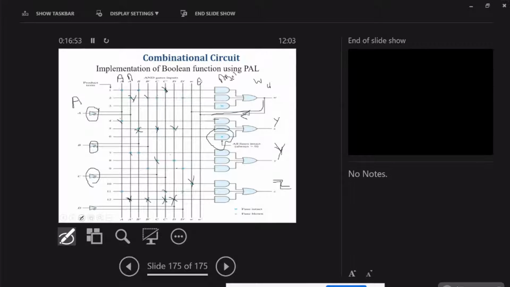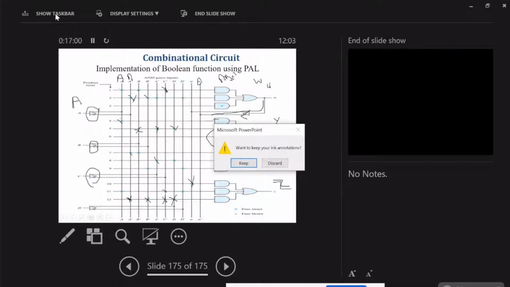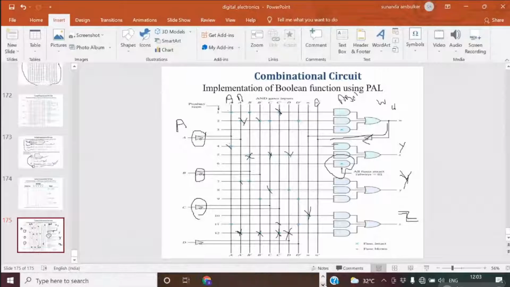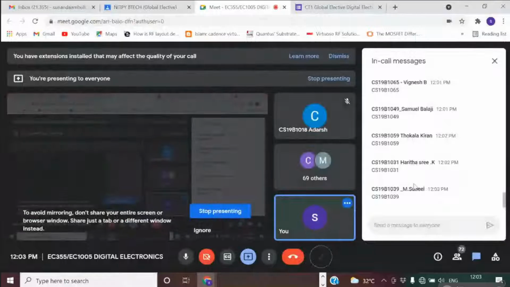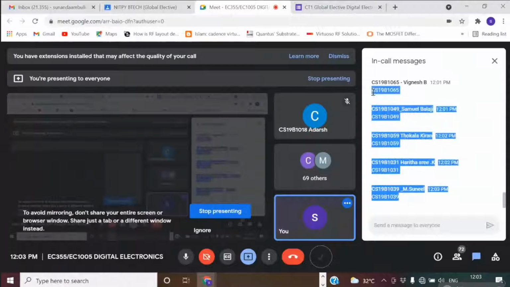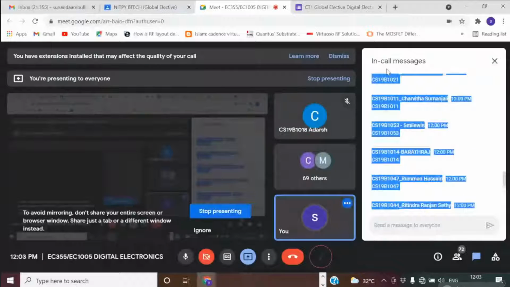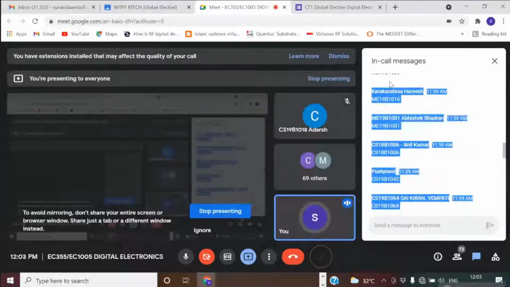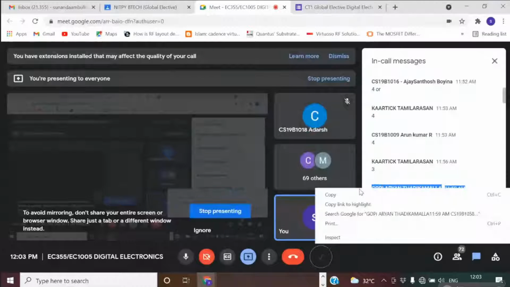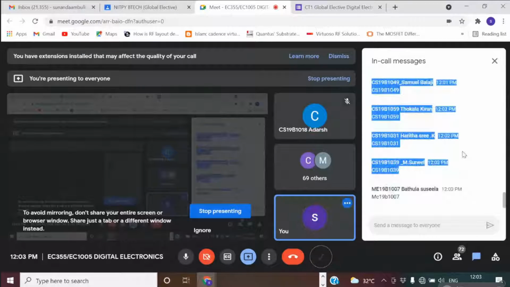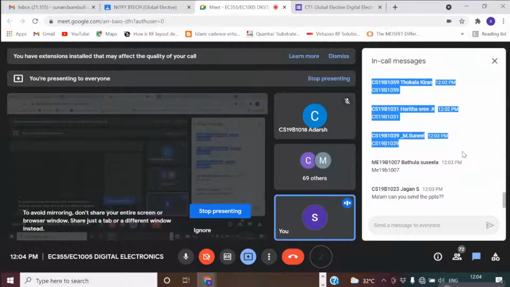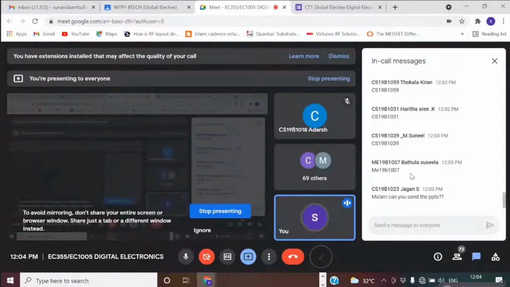So whatever is cross mark, those are the fuses intact, and whatever is not there, those are the blown away. Those are the breaks. We have already broken those connections. Okay. Any doubt? Anyone? If you understand this about PLDs, then your second unit is complete now. Anyone? Yes, I will share the PPT. Okay.